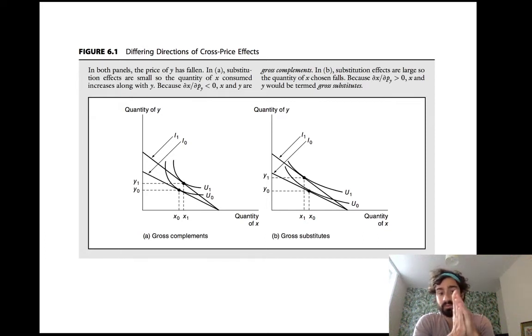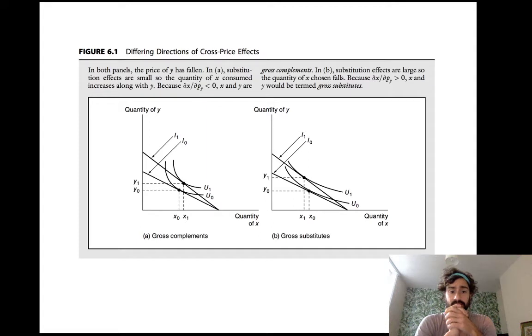When I consume more of X, I want to consume more of Y. And substitutes, when I consume more of X, I want to consume less of Y, right? So a complement is something that goes together, so I want to consume them at the same time, and a substitute is something that I would consume one or the other, so I'd want to consume them at different times, one or the other. So we can look at what this looks like graphically, right?